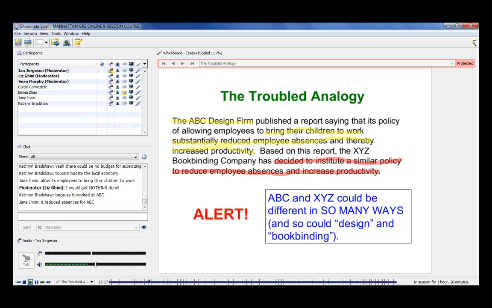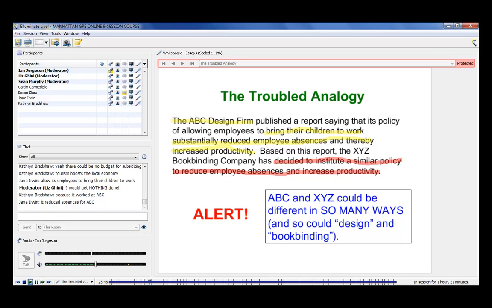So if your prompt was asking you to discuss assumptions, then you could couch this in terms of they're assuming that these two companies are very similar. But maybe if the prompt is asking you to do something a little bit different, maybe you could focus on the counterexample. What if XYZ is very different from ABC? Wouldn't that potentially mean that the policy wouldn't work?